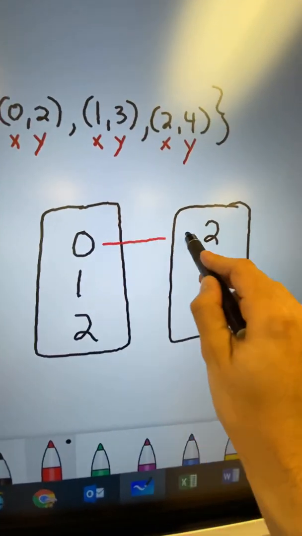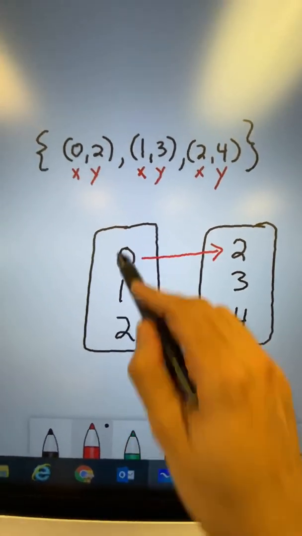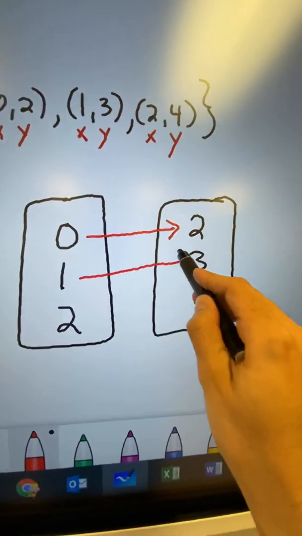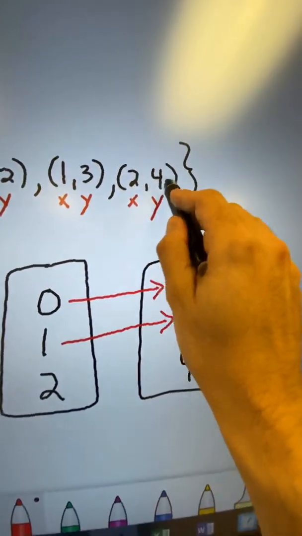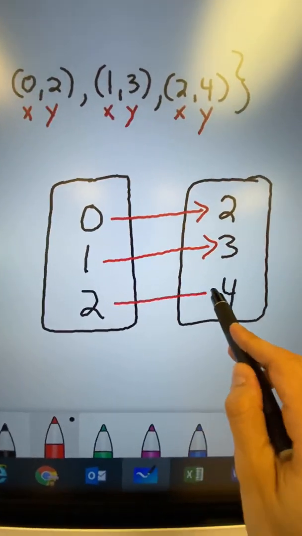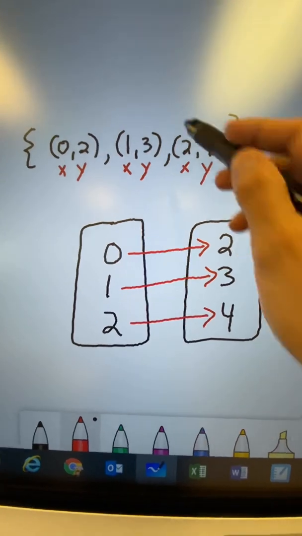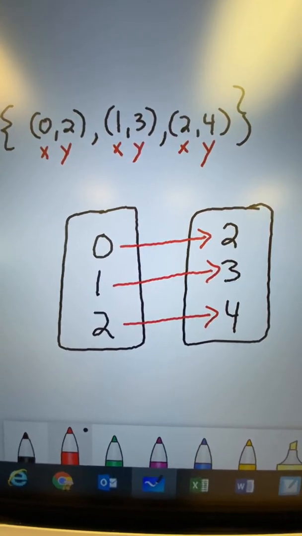So 0 goes to 2, so I'll draw an arrow connecting those. In this case, when X is 1, it goes to 3, so 1 goes to 3. And then the last one, when X is 2, it goes to 4. And that would be my mapping diagram for this set of ordered pairs, or for this relation.